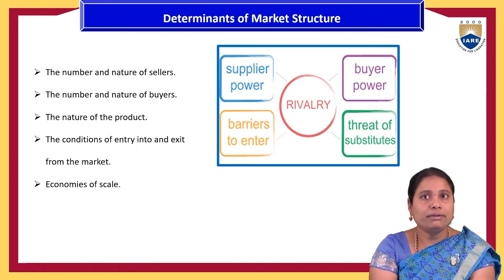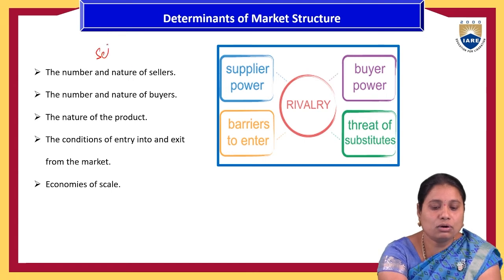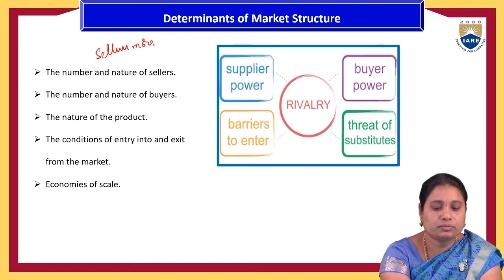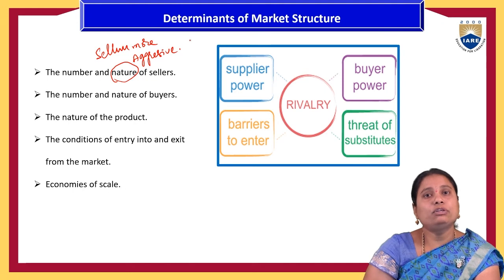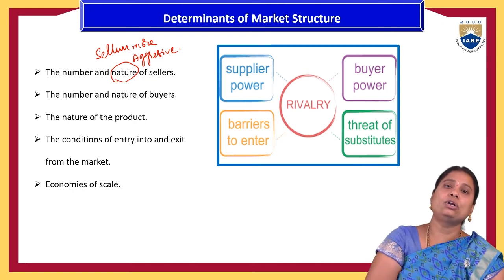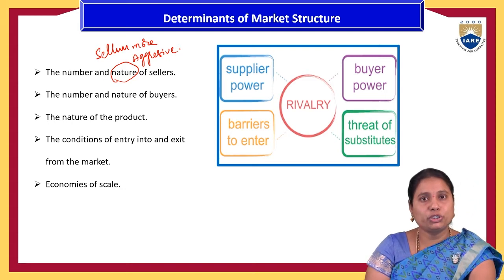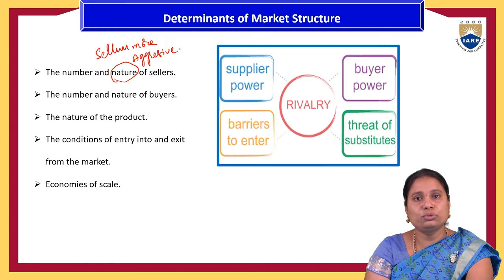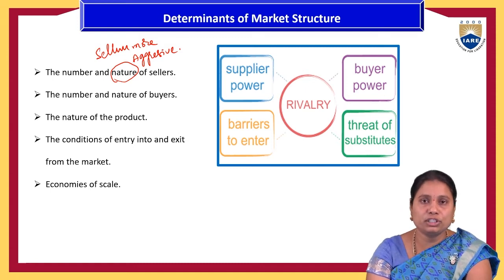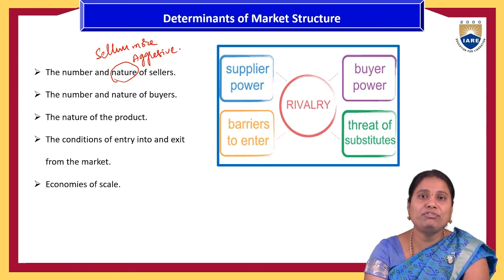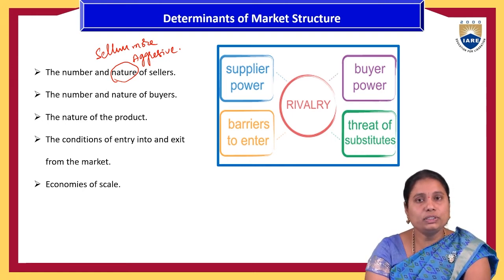For example, if the number of sellers is large and the nature of the sellers is aggressive, they are not even willing to sell at a loss. Even if they incur a loss they are ready, but they don't want to change the price. In that situation, can a producer sell his manufactured product or not? He can take the decision, which means he has to determine, before entering into the market, the nature and number of the sellers existing in that market.